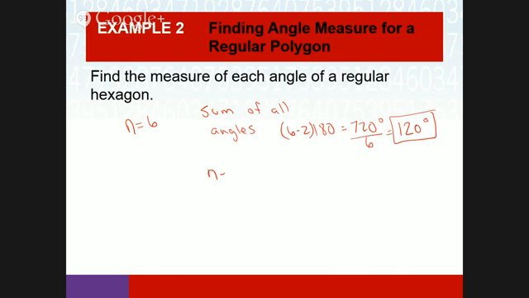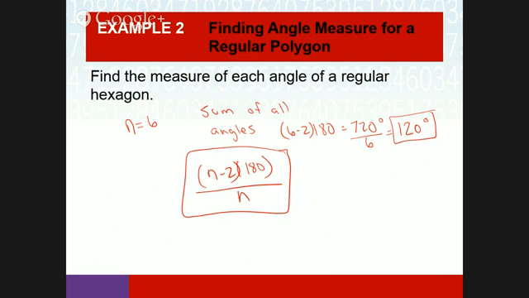So the formula here is (n minus 2) times 180 divided by n. So the measurement of each angle is 120 degrees. This comes in handy when you go to drafting, or if you had to draw a regular hexagon and you have a protractor. If I start with 5 inches, I need to find what angle measurement I need here to make my next 5 inches, and what angle I need here to make my next 5 inches, to get a regular 6-sided figure, right?